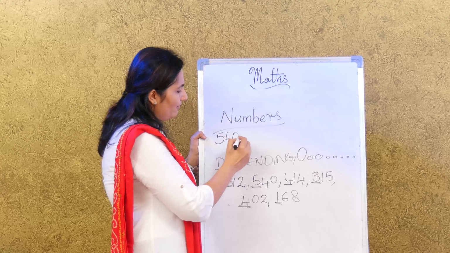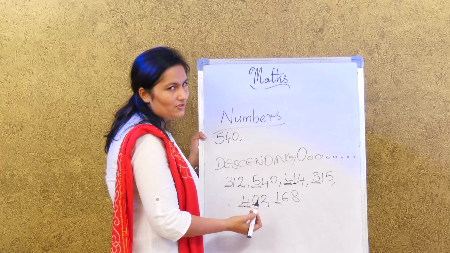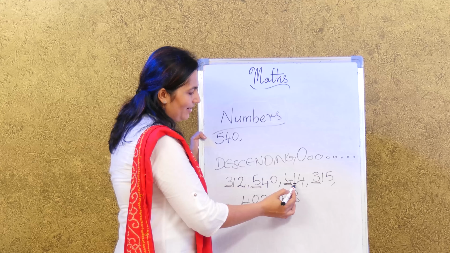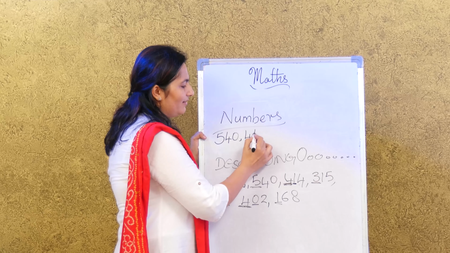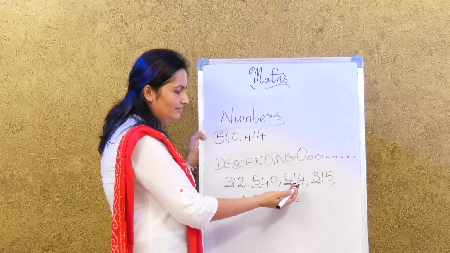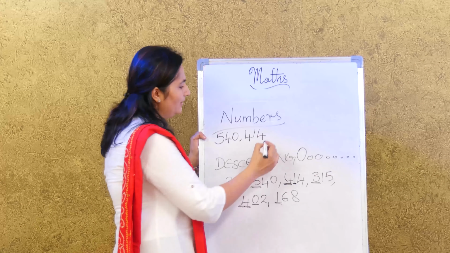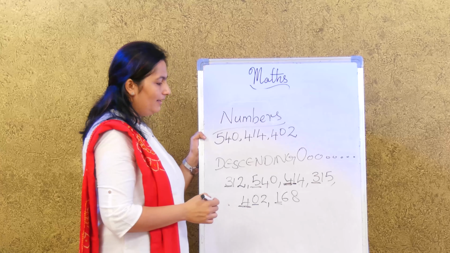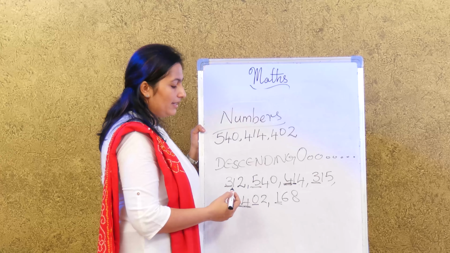Look at the tens. Let us look at the tens here. The digit is 1 and here it's 0. So, obviously, we got the answer, 414. And then the next number 402. And then we go to the next two numbers.